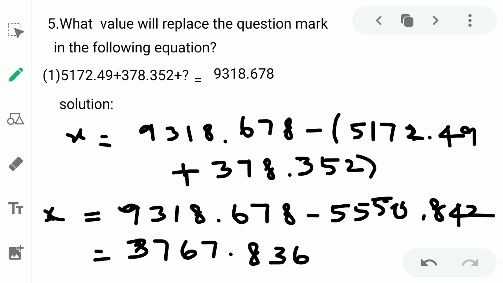What value will replace the question mark in the following equation? They have given a question mark here, and this is the question. I'm taking the question mark as x. When I add, first I'm adding the first two numbers. So what answer will I get? 9318.687, and then minus 0.678.